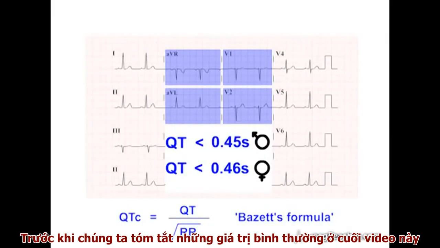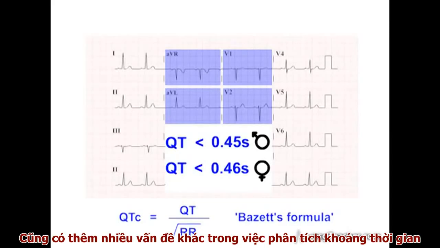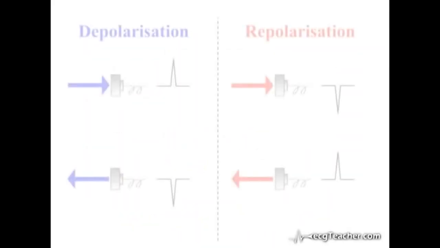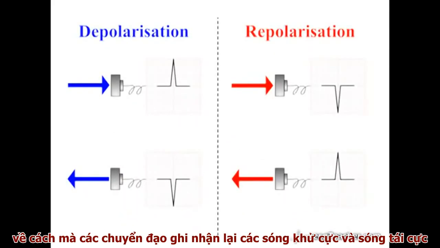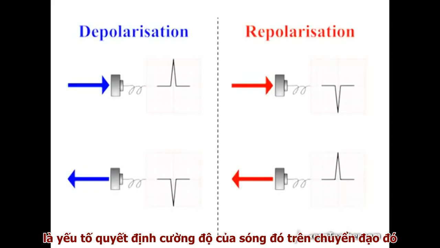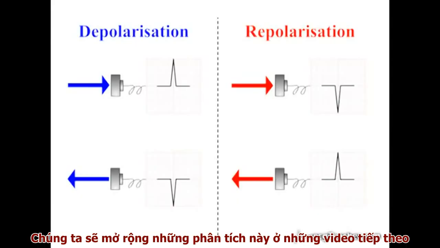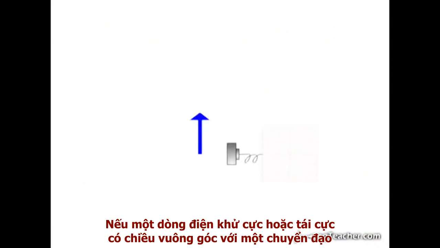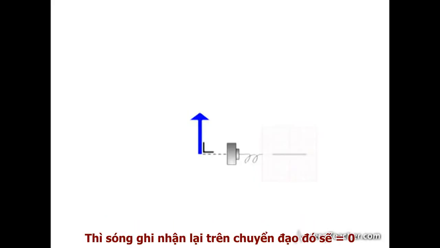Before we summarize the normal values outlined in this video, there are some further issues in the analysis of the duration of the events of the cardiac cycle of which you should be aware. In an earlier video, we studied the manner in which ECG leads record depolarization and repolarization. We learned how the direction of travel of a depolarizing or repolarizing current relative to a lead is the key determinant of the sign of the deflection produced in that lead. We will expand on this analysis in future videos. However, for now, it is important to realize that if a depolarizing or repolarizing current is traveling at 90 degrees relative to a lead, it will not be recorded by that lead.